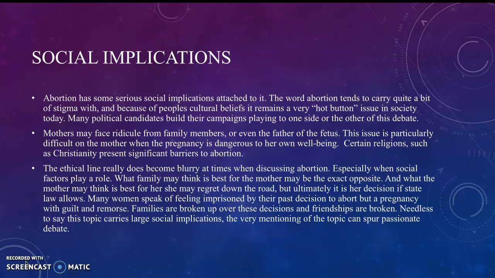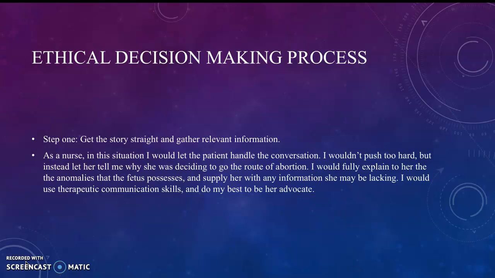The ethical line really does become blurry at times when discussing abortion, especially when social factors play a role. What family may think is best for the mother may be the exact opposite, and what the mother may think is best for her, she may regret down the road. But ultimately, it is her decision if state law allows. Many women speak of feeling imprisoned by their past decision to abort, but a pregnancy with guilt, or abort a pregnancy with guilt and remorse. Families are broken up over these decisions, and friendships are broken. Needless to say, the topic carries large social implications. The very mentioning of the topic can spur passionate debate.